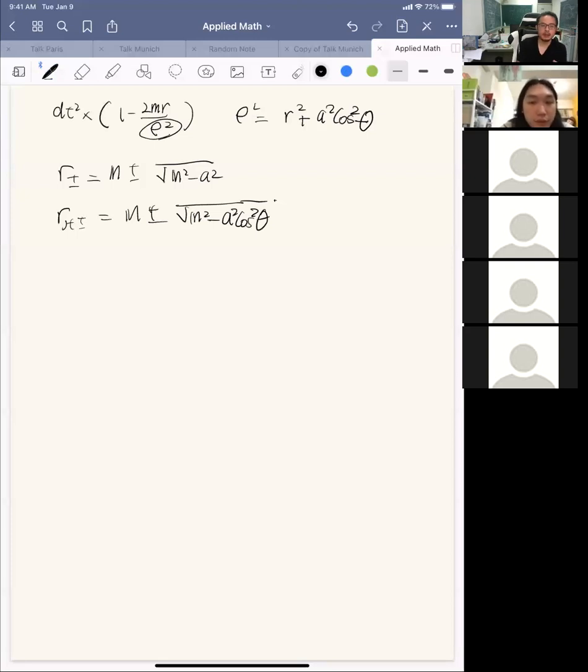So for a rotating black hole, you actually have four surfaces. Now this surface is going to match with this surface when theta equals 0 and pi. So let's draw a picture. Basically the picture you have is the inner horizon, this is r minus, and you have the outer horizon, this is r plus.